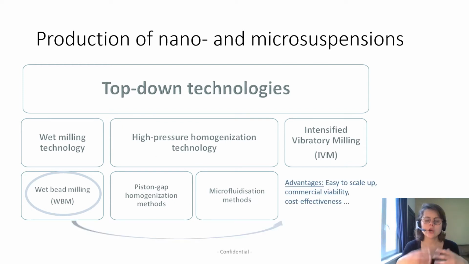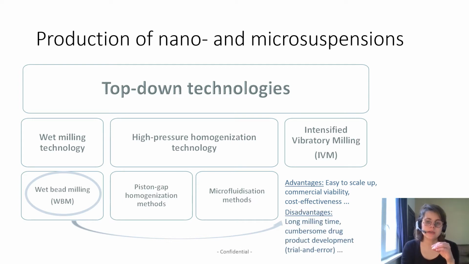And it's quite clear why it still holds this golden position, due to its many advantages. It's easy to scale up, commercially viable, so it means that already a lot of products on the market are formulated, are produced with this technology, it's cost effective, etc. Though it has some disadvantages as well. It has a cumbersome drug product development, so a lot of trial and error is still needed to really find that final formulation, and it has a long milling time which can take hours up until days.